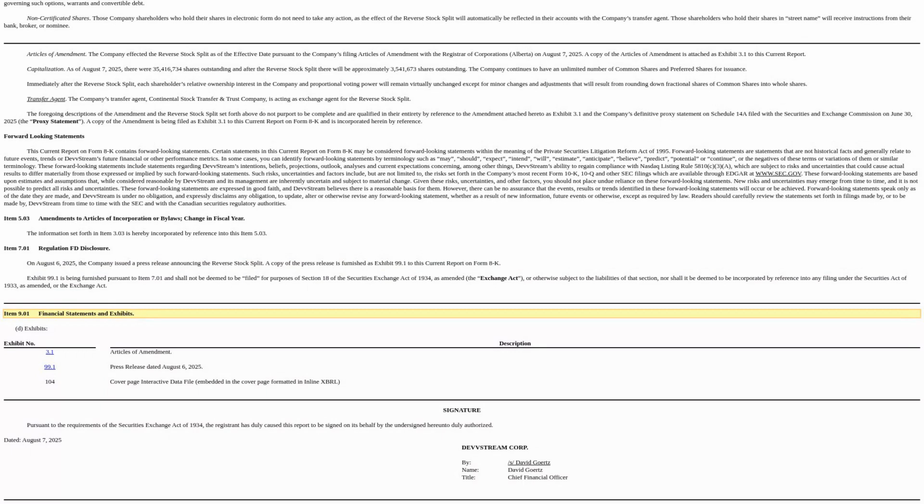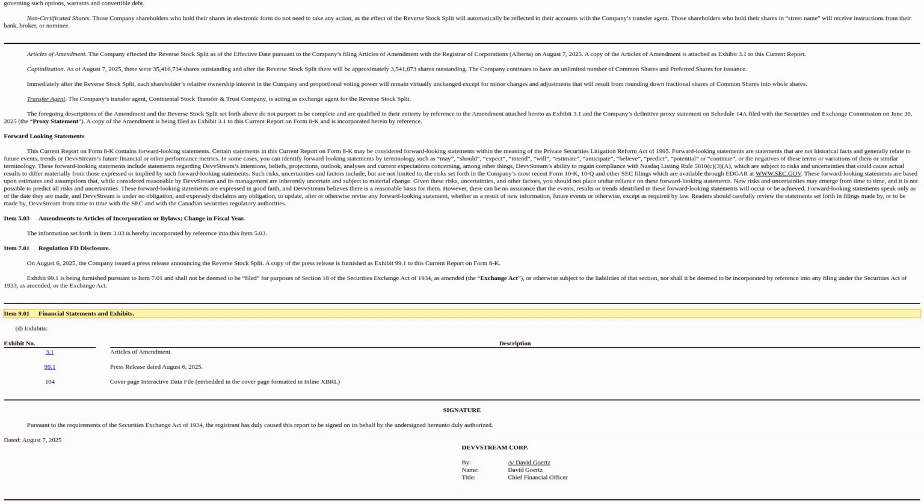So what's my take on this? DevvStream is in a situation where they need to bolster their stock price to meet Nasdaq's listing requirements. This reverse stock split is a common tactic for companies facing this challenge. It's a way to avoid delisting and potentially attract a different kind of investor. However, it doesn't fundamentally change the underlying business if the company's operations don't improve. The stock price could continue to struggle even after the split.